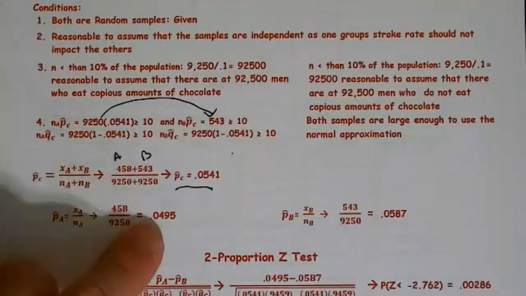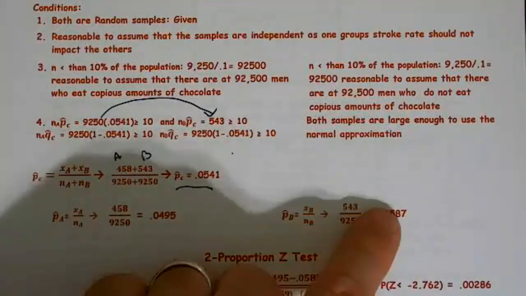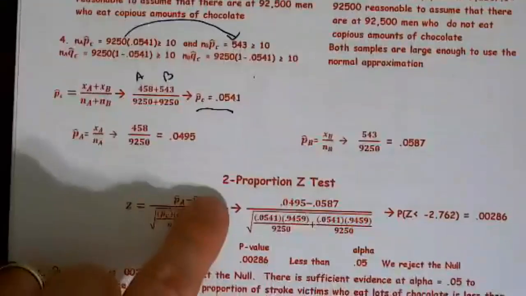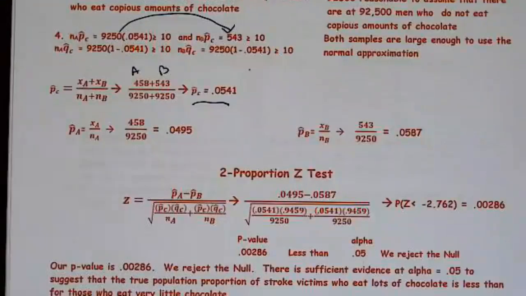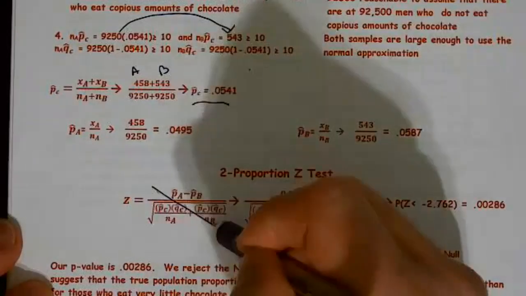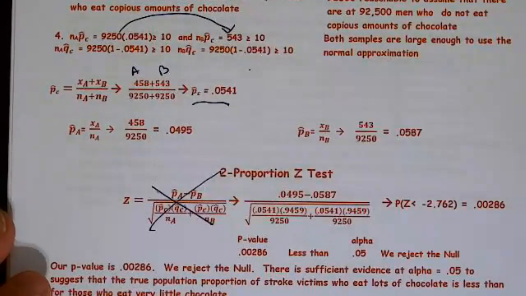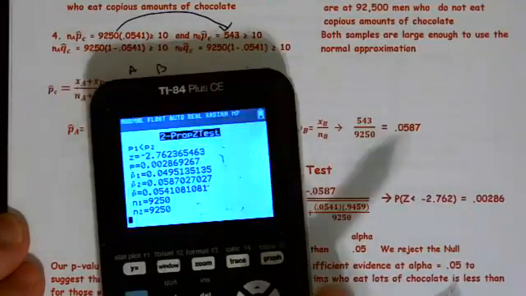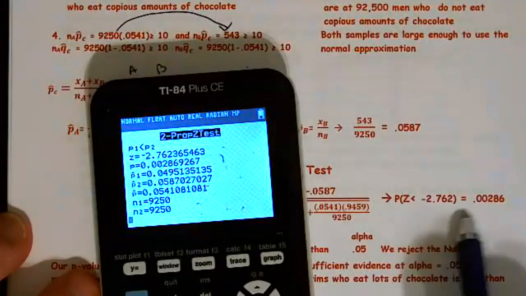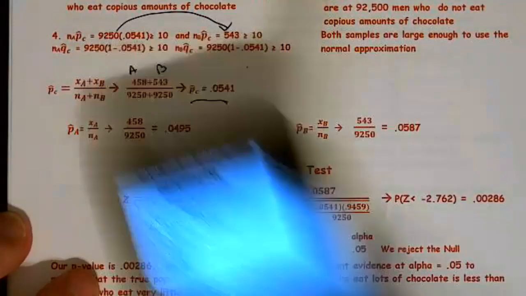So 0.0495 have strokes here, less than 5%, and a little over 5%, almost 6%, have strokes over here. My test name is two-proportion z-test. I plug into the formula. When we ran that test, we got a z-score of negative 2.762 with a p-value of this.